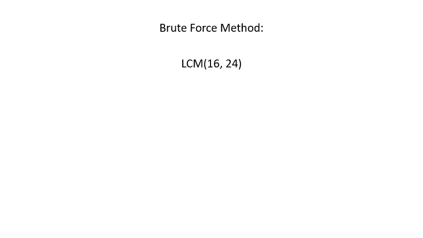So let's go through our brute force method and find the least common multiple for 16 and 24. We're not going to list out all of them, but we're going to list out a few of them and see what happens. So we've got 16. 16 times 2 is 32. 16 times 3 is 48. 16 times 4 is 64. 16 times 5 makes 80. And I'm going to stop there, and we'll see if we need more past that.